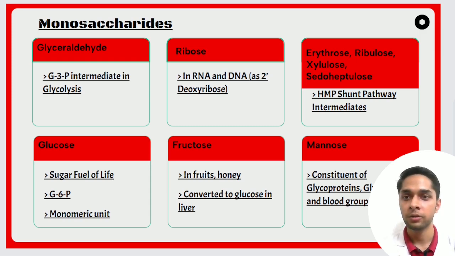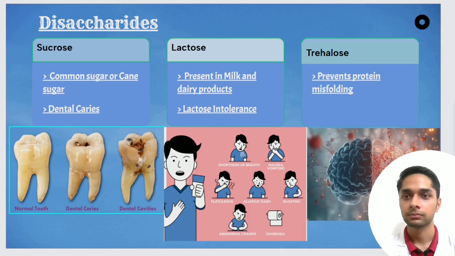Glyceraldehyde is a triose sugar that is involved in glycolysis. It is an intermediate within the pathway. Ribose is present in RNA, and DNA contains 2'-deoxyribose. Erythrose, ribulose, xylulose, and pseudoactylose are intermediates of the HMP shunt pathway. Fructose is present in fruits and honey, and it is converted to glucose in the liver. Mannose is a constituent of glycoproteins and glycolipids and of blood group substances.